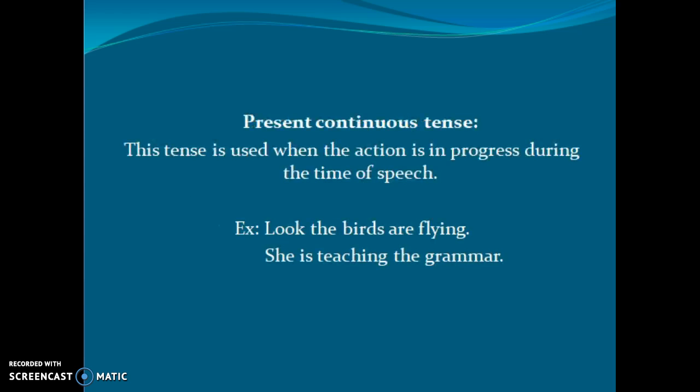Next, let us discuss present continuous tense. This tense should be used when the action is in progress during the time of our speech. For example, look, the birds are flying. She is teaching the grammar. It means that these particular incidents are still in progress. Whenever we speak, if that incident is in a progressive manner, we have to put it in present continuous tense.